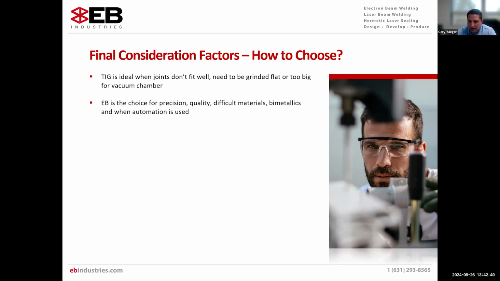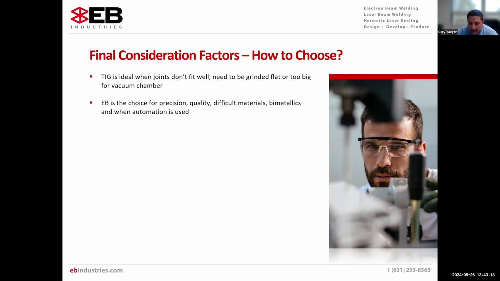When precision and quality are a top priority, when working with difficult materials and bimetallics, and when automation would be beneficial, among other reasons. Electron beam welding's unique capabilities make it a crucial technology for critical applications. While it carries initial setup and operation costs compared to TIG welding, its advantages often justify the investment, offering unparalleled weld quality and performance that TIG welding just can't match.